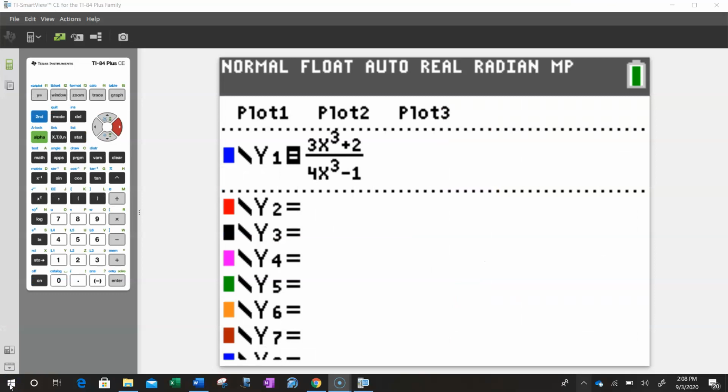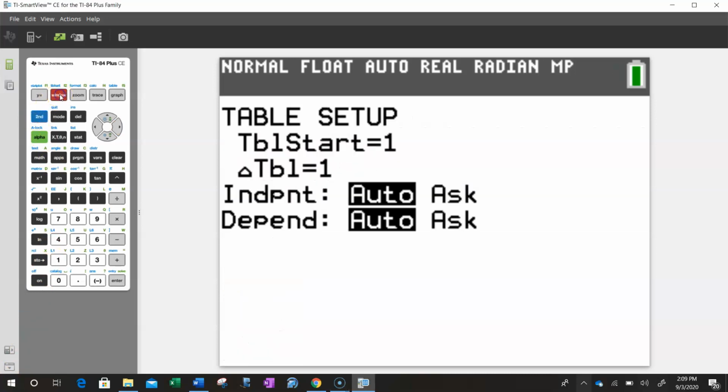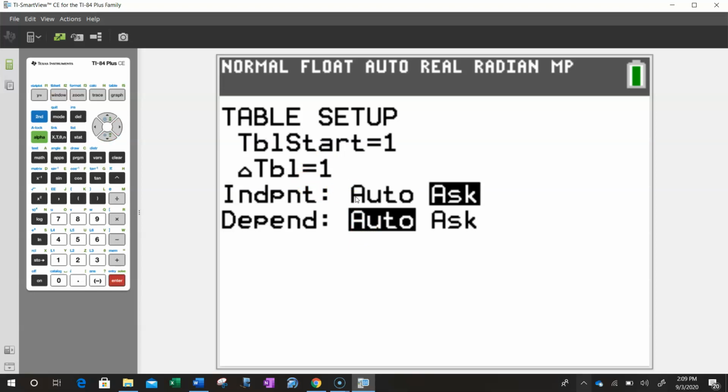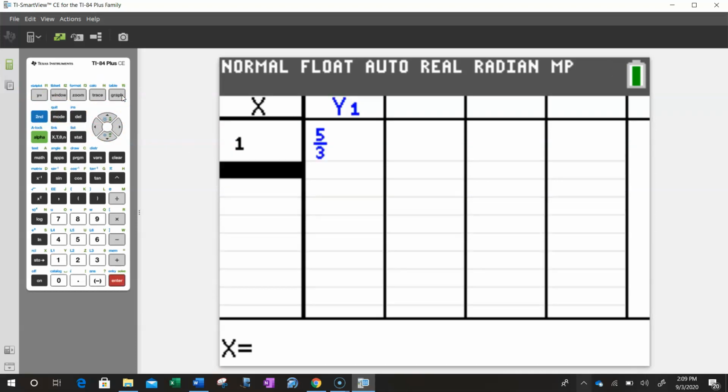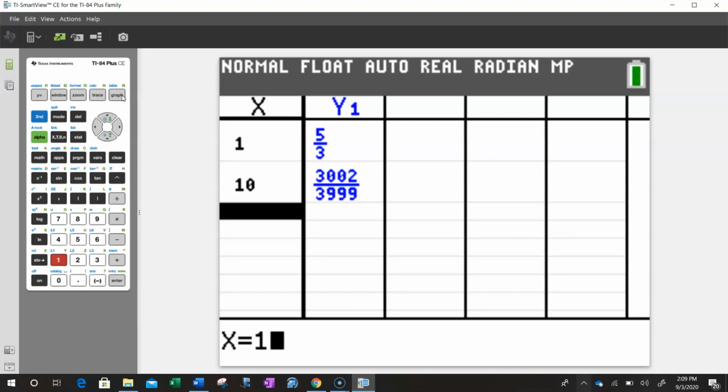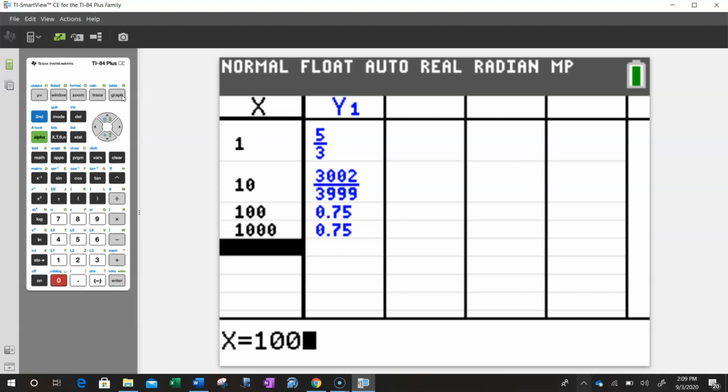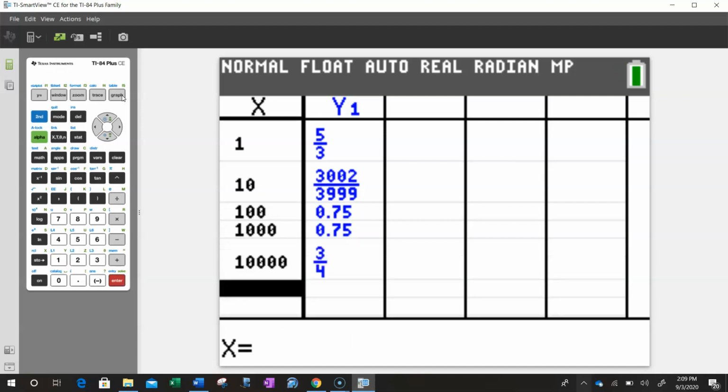This third one, I want to show you how you can do the same thing that we did in Desmos in your table. When you come up here to your table setup, let's say you want to start your table at 1. Instead of having it in auto for the independent variable, put it over to ask. Then when you go to your table, it doesn't have any x values, and you can type in what you want. So you can type in 1 and then 10 and then 100 and then 1,000, and I'm just picking these because they're easy. I can type in 10,000 and so on and so on.